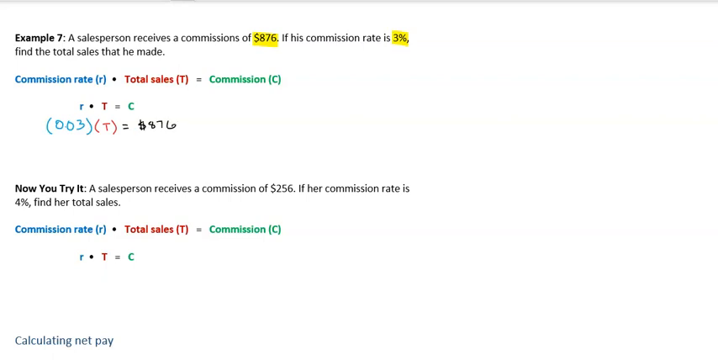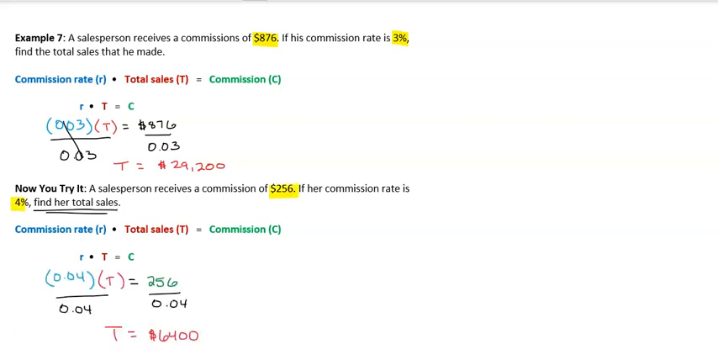Okay, so in order to find T, we're just going to divide both sides by 0.03. And we're going to find the total sales, T, to be 876 divided by 0.03. And that is $29,200. Okay, so what that means is the sales that they made was $29,200. The commission that they made off of it was $876. So here's a similar problem. Why don't you give that a shot and then come back and check your answer.